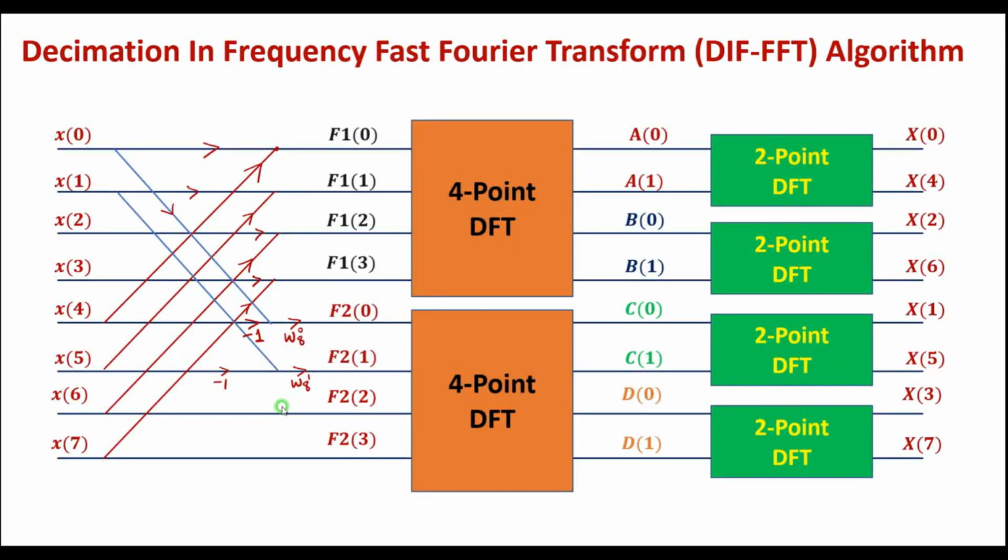Similarly, f2 of 2 is x of 2 minus x of 6, that is minus 1. It indicates minus x of 6. Here the twiddle factor value is w8 power 2. Then we have x of 3. You show the arrow mark like this. Here it is minus 1 and here the twiddle factor value is w8 power 3. So this is the signal flow graph after first stage decimation.